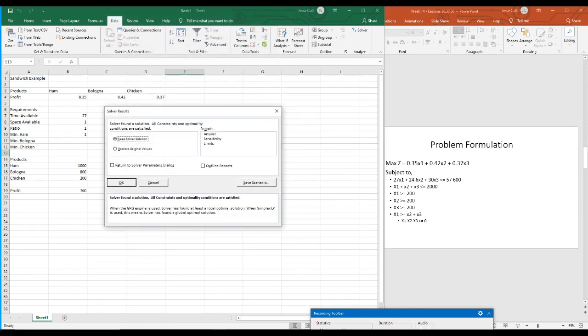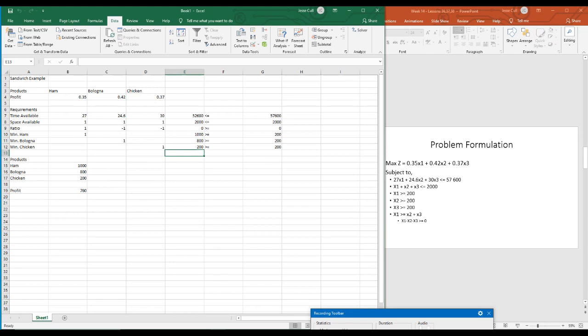We see that solver found a solution. All constraints and optimality conditions are satisfied. So we are going to make 1,000 ham sandwiches, 800 chicken, 200 bologna. That's a total of 2,000, which is enough space. We also know that if we see here, that's 52,680 seconds. We have 57,000.